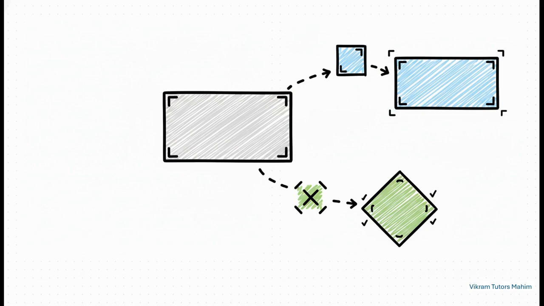Or we could go another way. We can let it keep its tilt, but force all its sides to be the exact same length. And that gives us a rhombus. See? Two different rules, two totally different shapes.